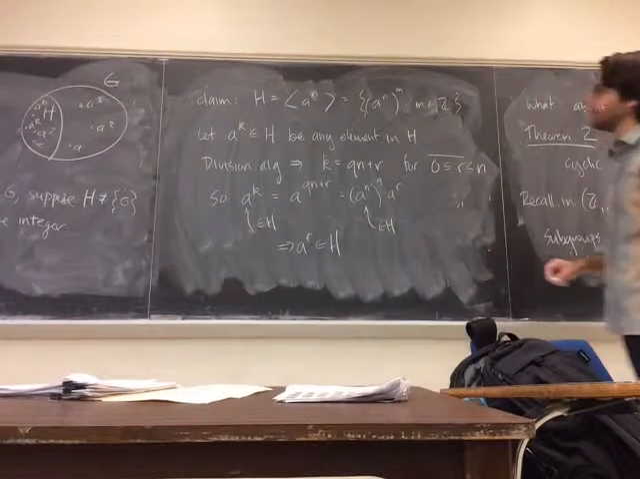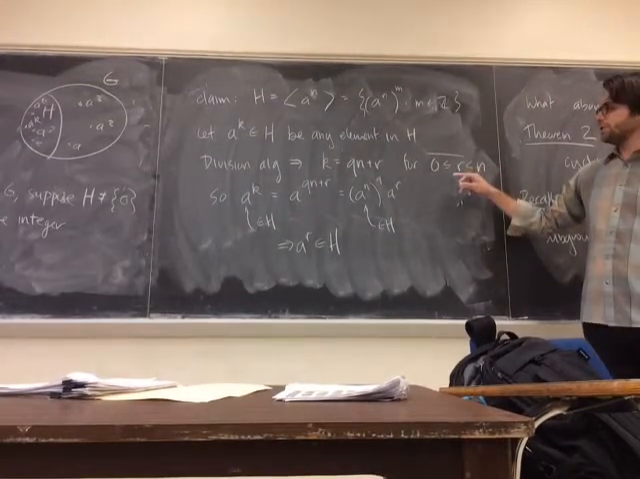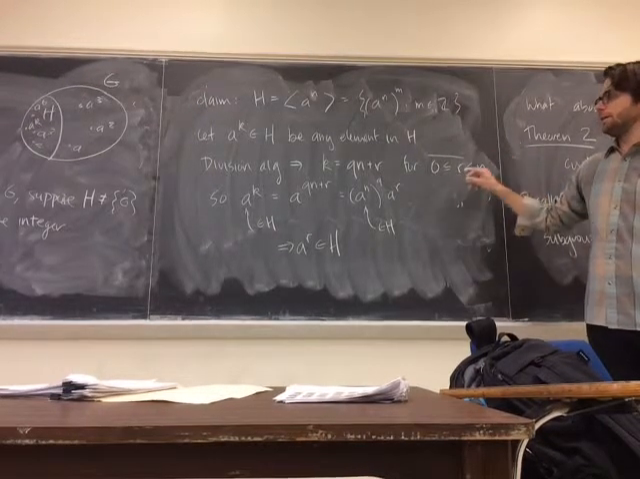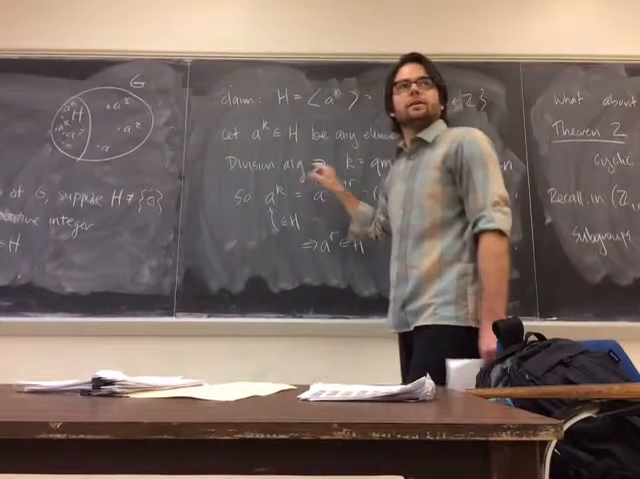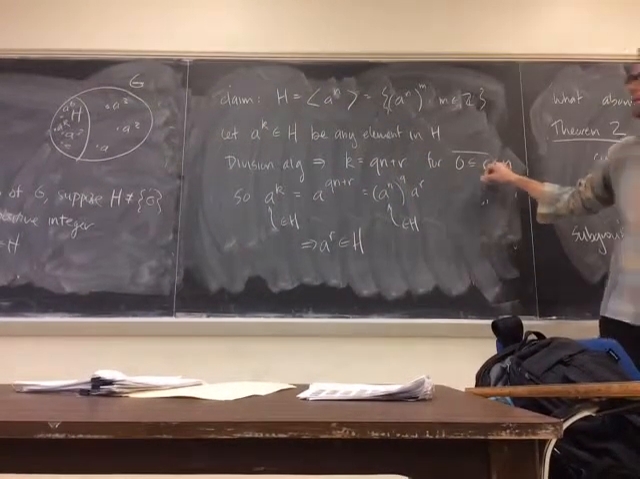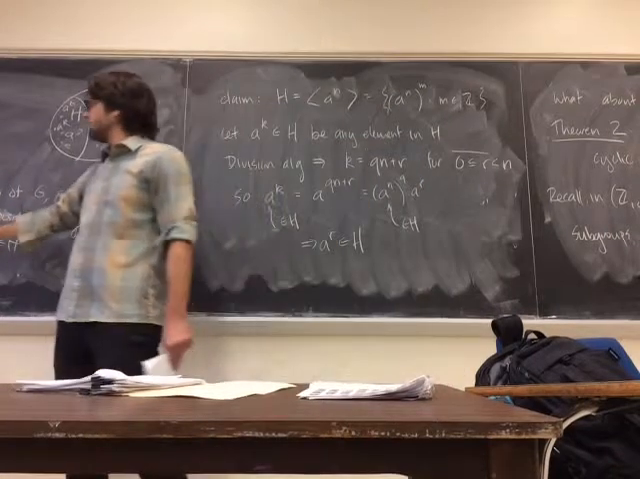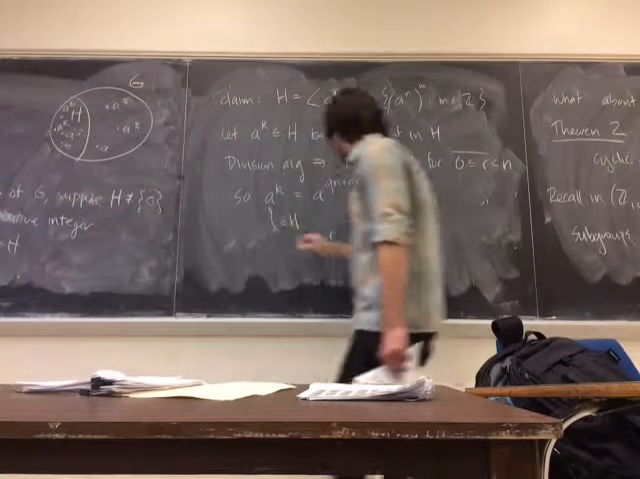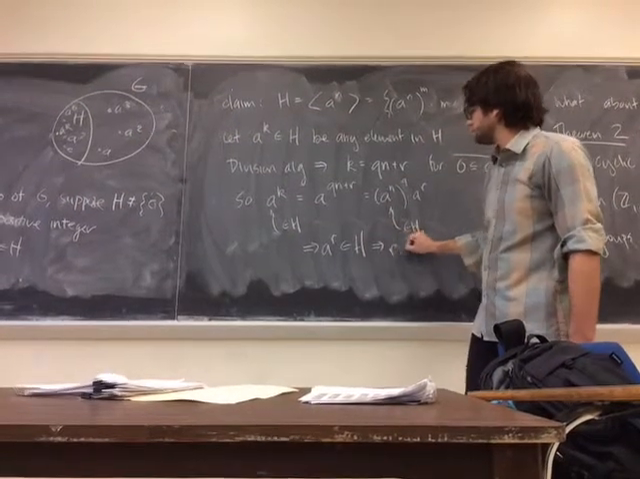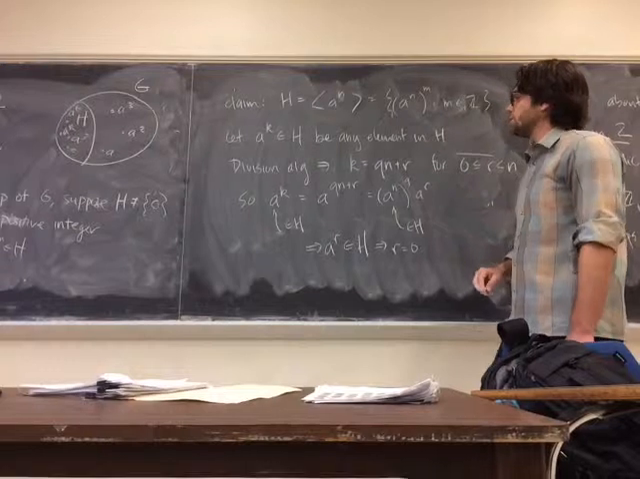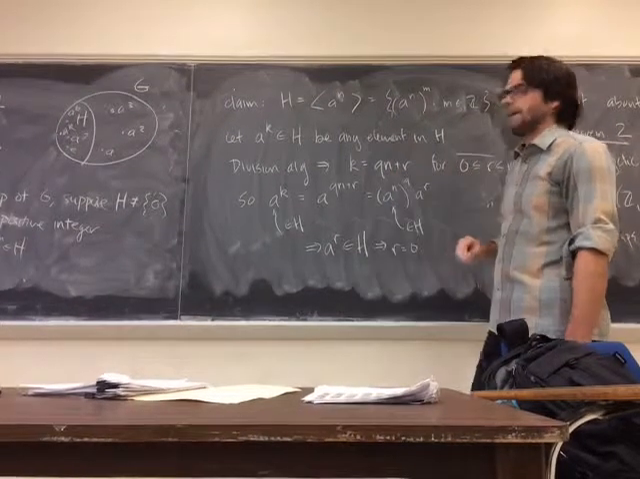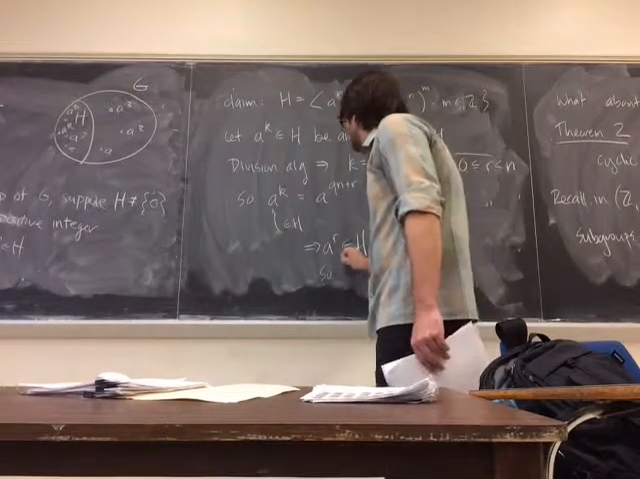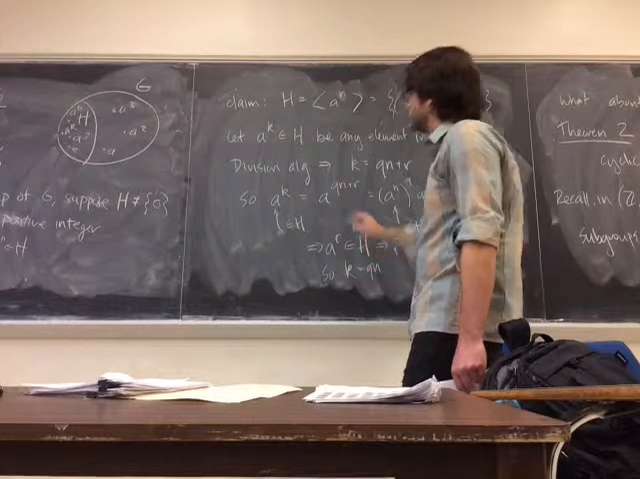So what's the contradiction now? Well, what's the conclusion? What does R have to be? It has to be 0, right? Because if it was anything else, it would be a positive integer that's less than N, and we've chosen N to be the smallest positive integer such that A to the N is in H. This implies that R equals 0. And so, in fact, K is equal to QN. Okay, K equals QN, and that's what we wanted.